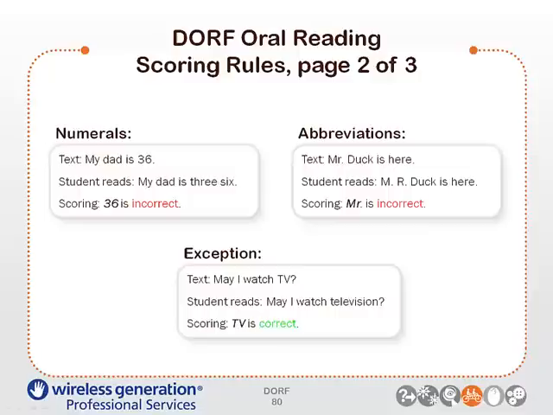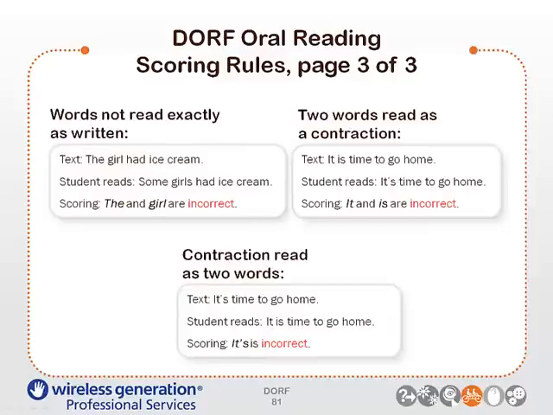There is an exception with abbreviations. If the abbreviation is read in the way that you would normally pronounce it in a conversation, score it correct. For example, the text may read, may I watch TV? The student reads, may I watch television? You would score TV as correct.